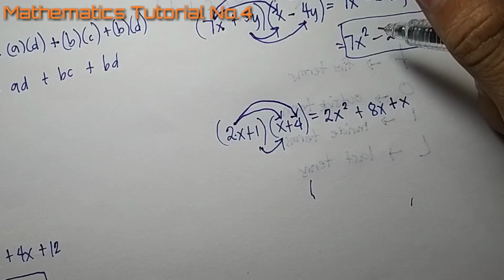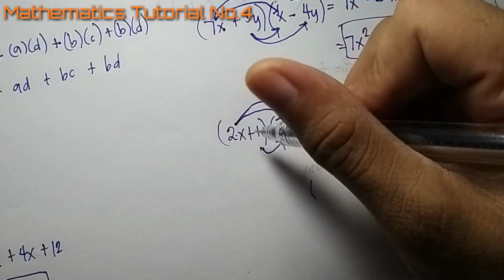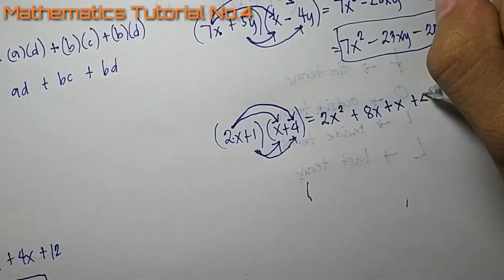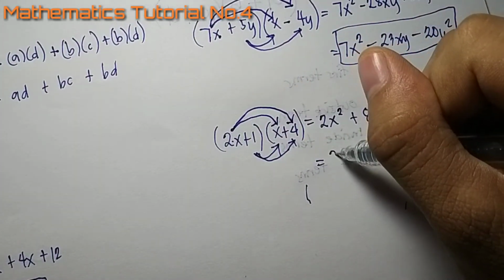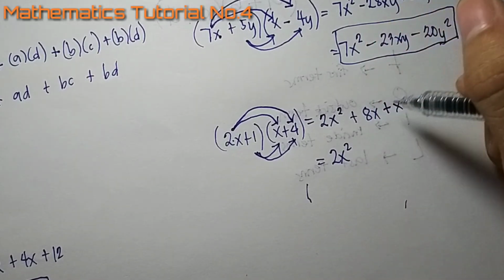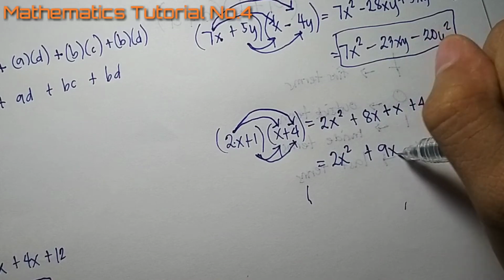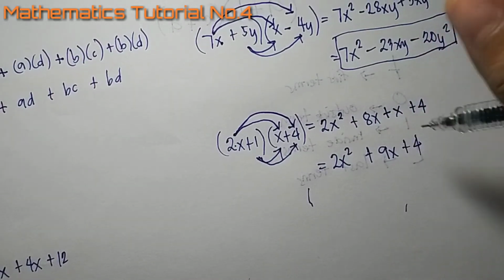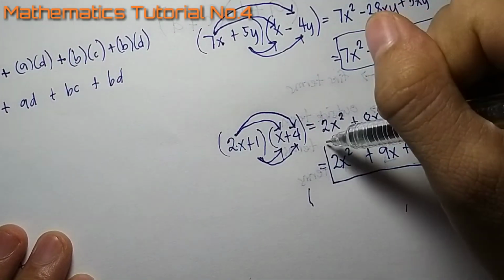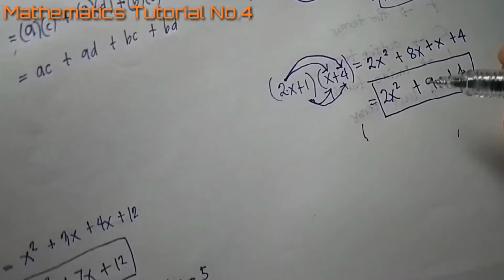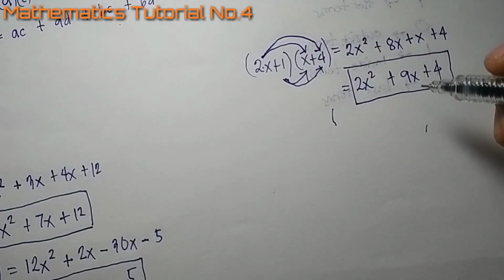Ang sunod, ang last terms. Ang last terms kay 1 ug 4. So, 1 times 4, that is 4. So, now we have 2x squared. Yung 8x plus x, that is 9x. Nya plus 4. So, ana ra ka sa yun. Kuha na dahil nato ang product sa atong binomials.